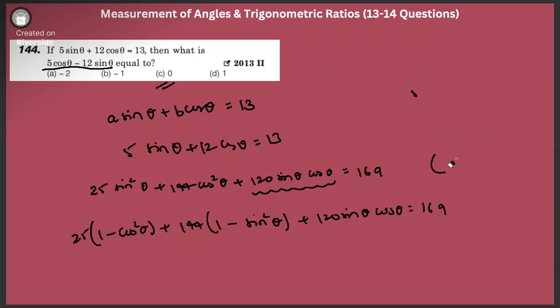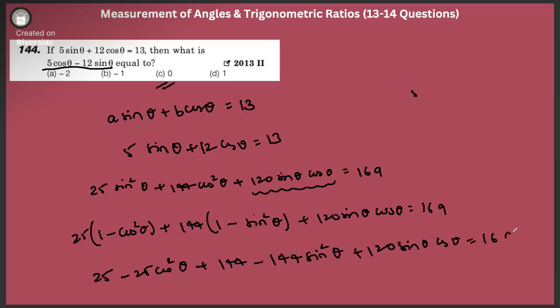Let's make some way. Let's see how it behaves. 25 minus 25 cos square theta plus 144 minus 144 sine square theta. If I make any mistakes in signs and stuff, please let me know. 20 sine theta cos theta is equal to 169. Right? This one is gone. Yep. That's a beautiful thought, man. Thank you so much.